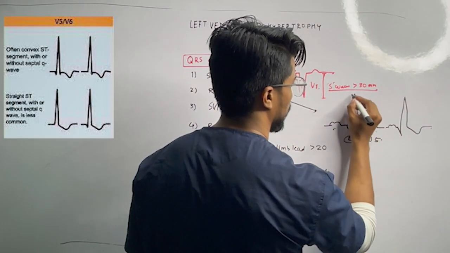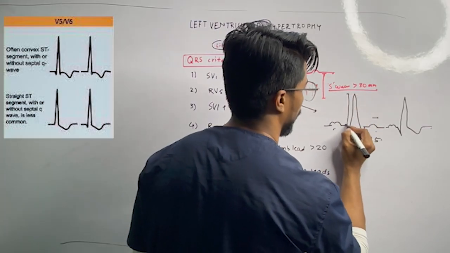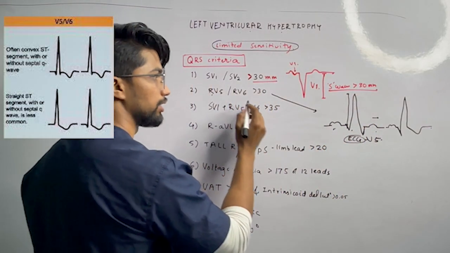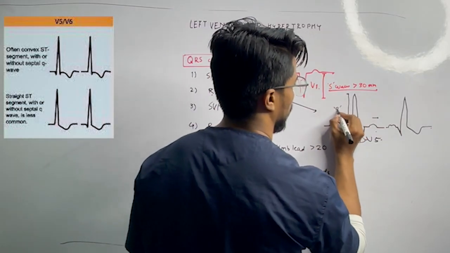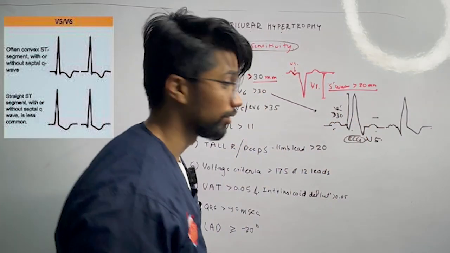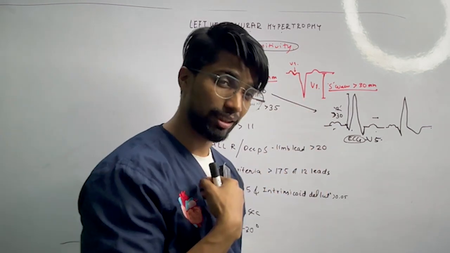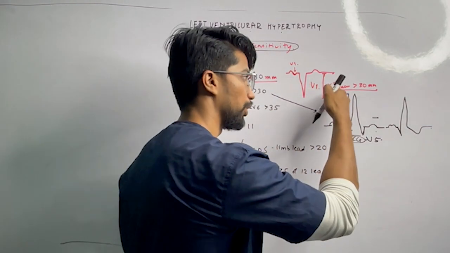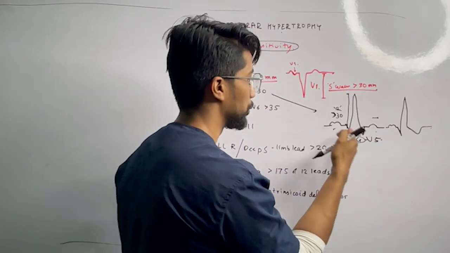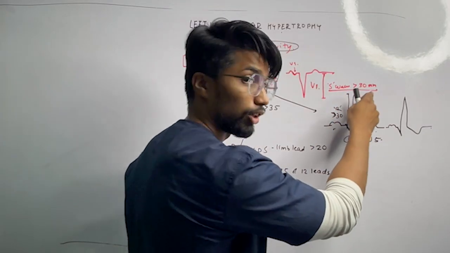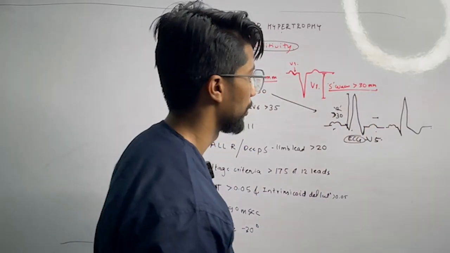The amplitude of the R wave in either V5 or V6 is again more than 30 mm. So it's an easy criteria to remember. It's the same one for the right-sided leads and the most left-sided leads. The right-sided leads are going to show you a deep S wave, and the left-sided leads are going to show you tall R waves. And the measurement of the amplitude is going to be more than 30 mm in both.